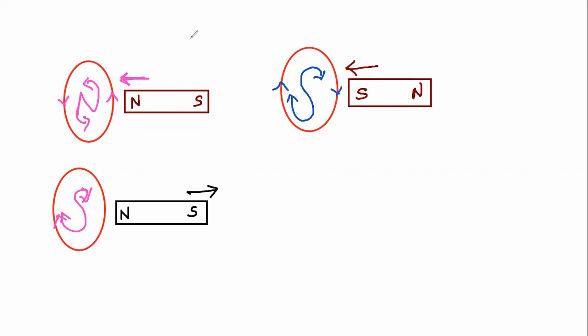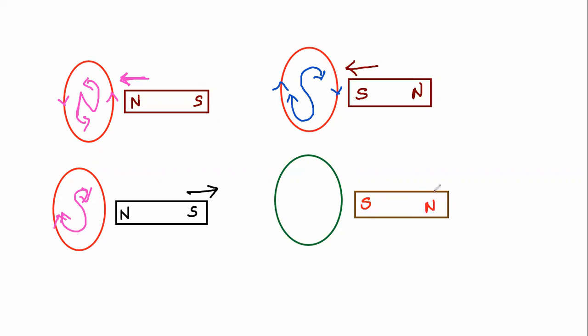Instead of that, sorry, the bar magnet we are taking away from the loop. North pole and south pole are there. This is the south pole and this is the north pole. Then while we are moving this away, the effect of the north pole will be there. Current flow will be in the anti-clockwise direction.